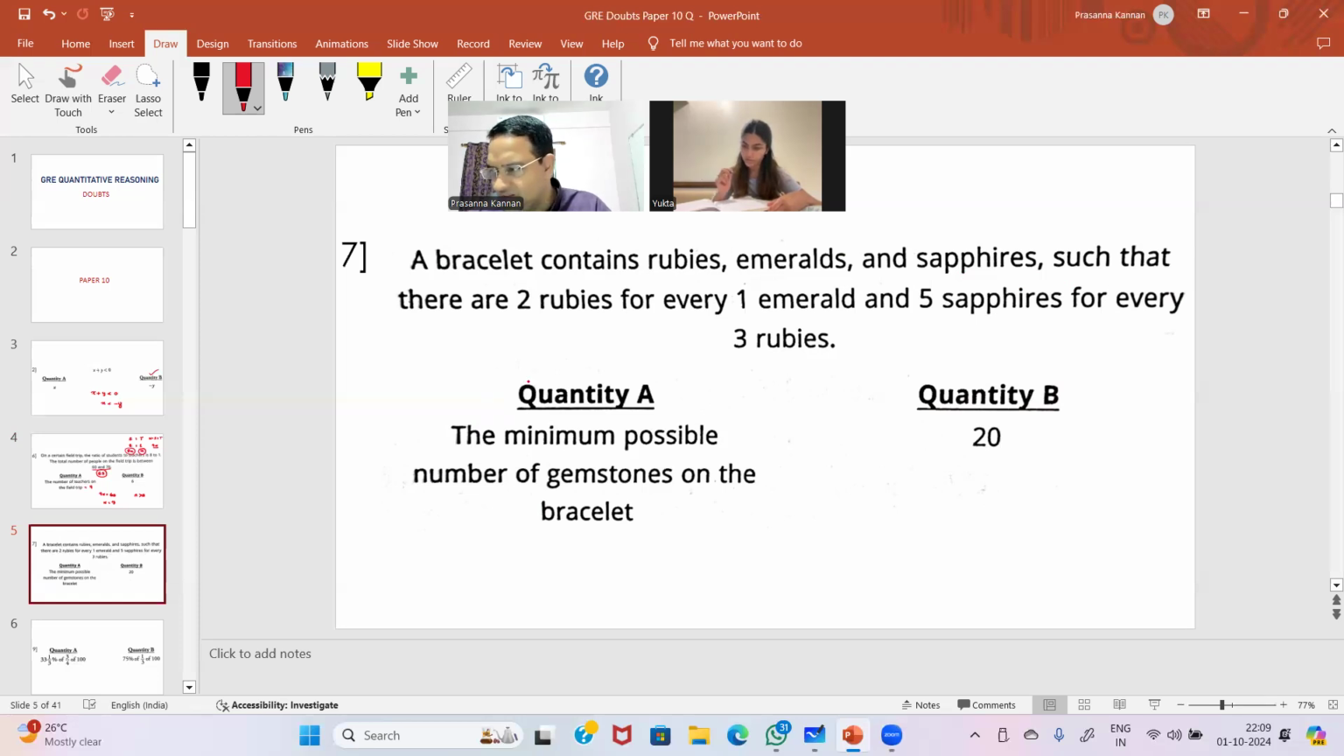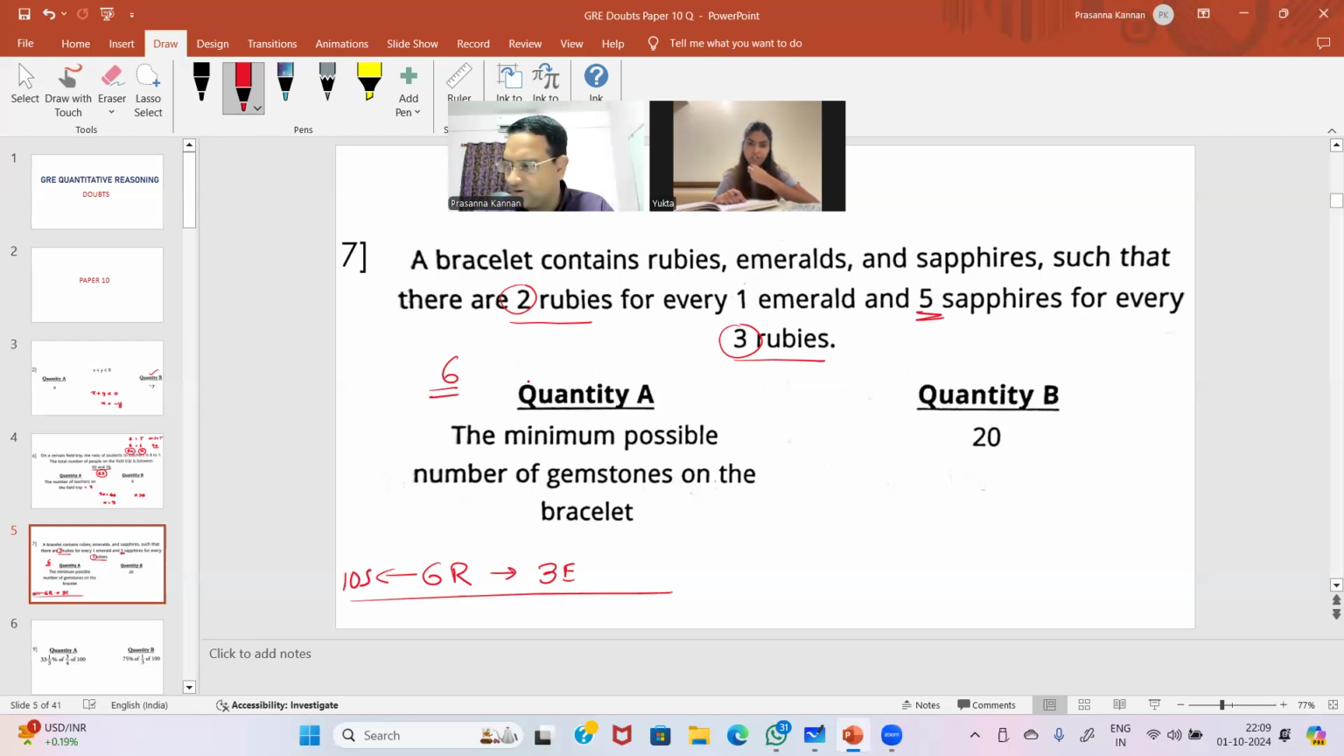Exactly. So the point is, whichever is the common thing, for example rubies is common to both the relationships, and we just need to take the LCM of these two. So the LCM of 2 and 3 is 6. As you rightly said, 6 rubies. For 2 rubies, there is 1 emerald, so for 6 rubies there will be 3 emeralds. And for 3 rubies there are 5 sapphires, which means for 6 rubies there will be 10 sapphires. That's it. So the total is 19, and that quantity is less than 20. Perfect.